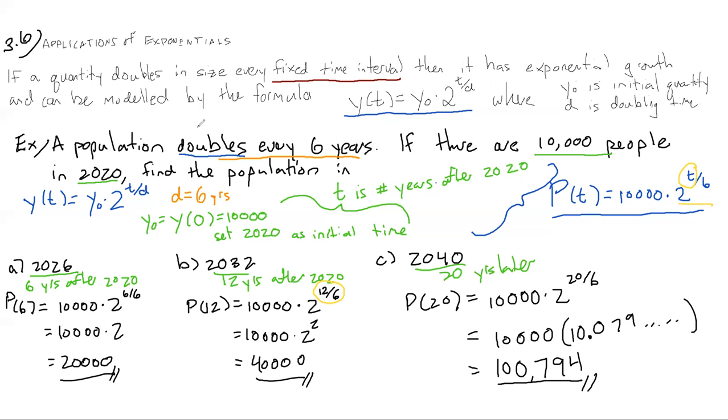Exponential models tend to not work forever, but they usually work in the beginning stages of any type of growth. There are more complicated models that deal with what happens in the long term. But yeah, so that's doubling time. So we're going to look at half-life.